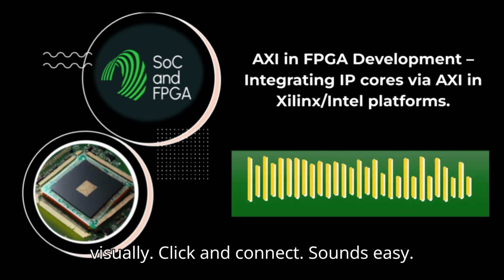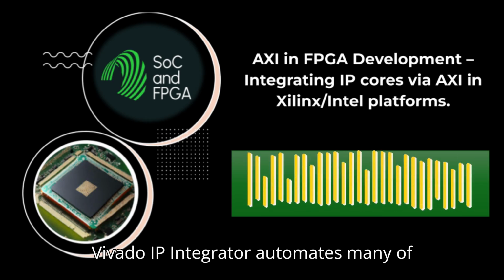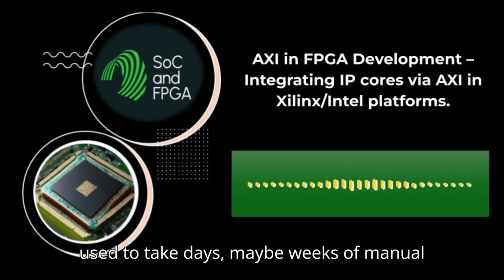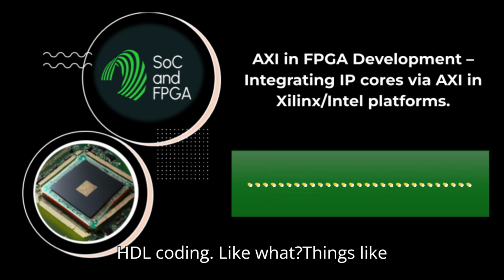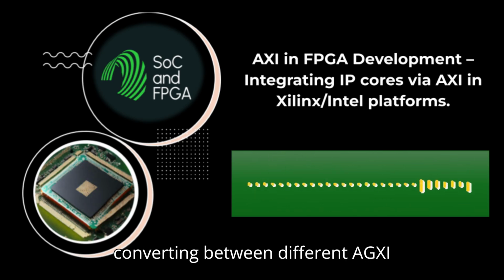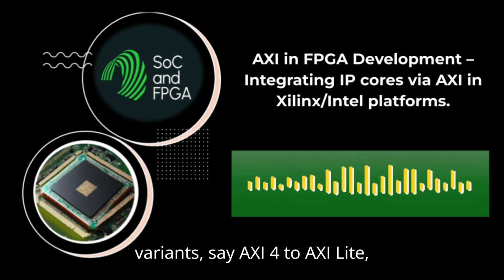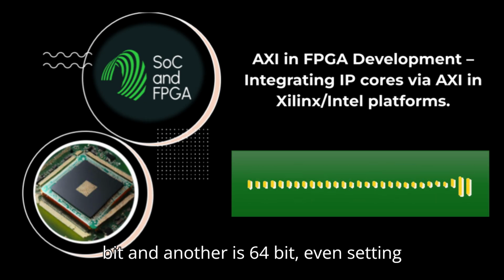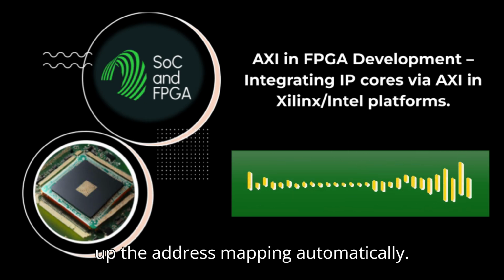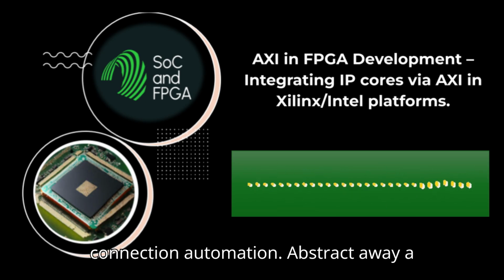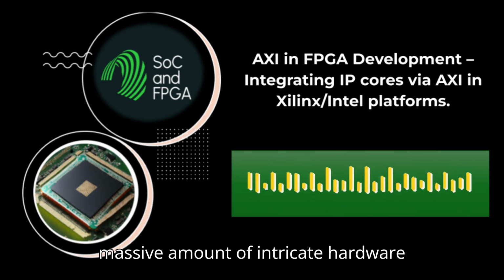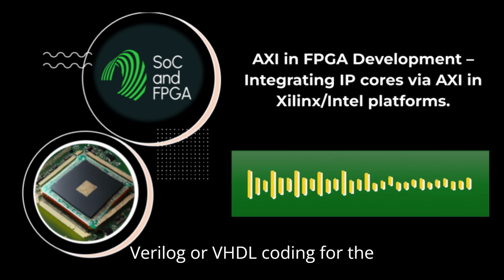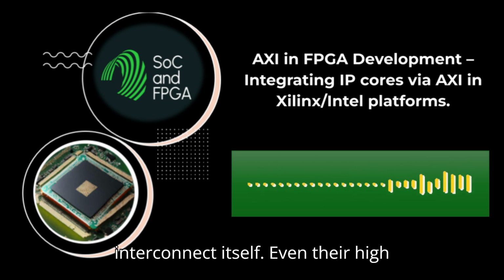Click and connect. Sounds easy. Well, what's really powerful here is that Vivado IP Integrator automates many of the really complex, error-prone tasks that used to take days, maybe weeks, of manual HDL coding. Like what? Things like converting between different AXI variants, say AXI4 to AXI Lite, adapting data widths if one block is 32-bit and another is 64-bit, even setting up the address mapping automatically. Wow, okay. That's huge. Features like connection automation abstract away a massive amount of intricate hardware description language, the HDL. So less Verilog or VHDL coding for the connections. Much less for the interconnect itself.